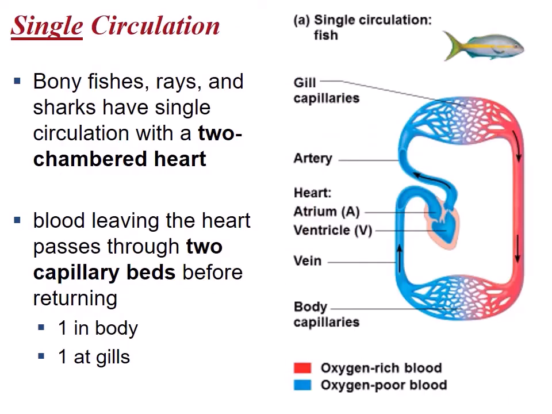So with a single circulation, this is going to be found in things like bony fishes and rays and sharks, and these guys have a 2-chambered heart with 1 atrium and 1 ventricle. The blood takes kind of one big loop, or a single circulation, and the blood actually has to pass through 2 capillary beds before it returns to the heart. So the blood leaves the ventricle and goes to the gills. At the gills, it's going to pick up oxygen, and then the blood goes through another capillary bed in the body where it's going to drop that oxygen off, and then it goes back to the heart and is picked up in the atrium.